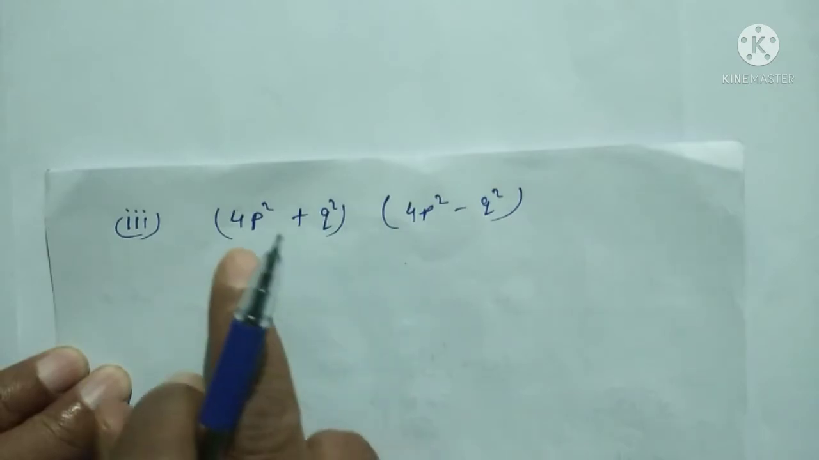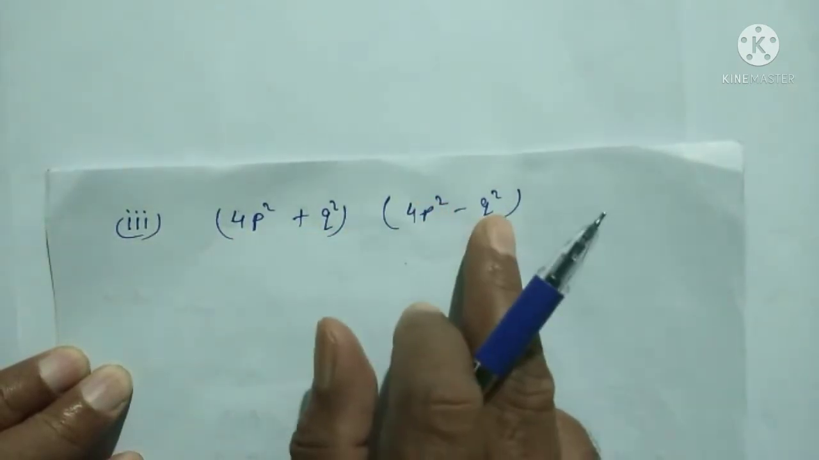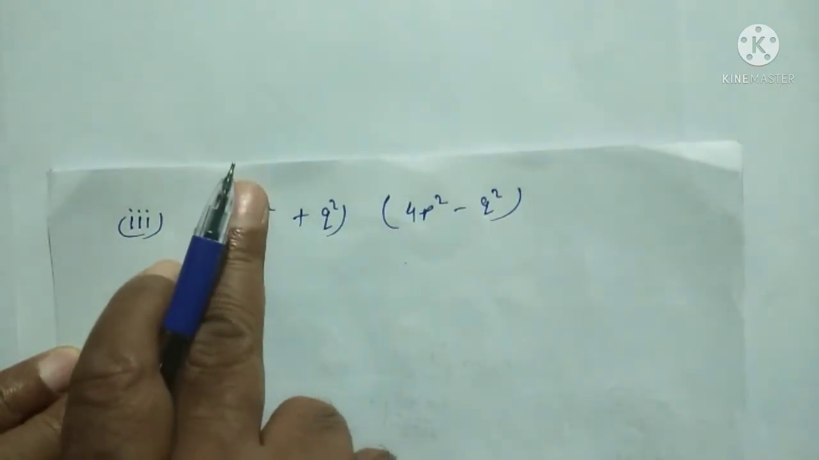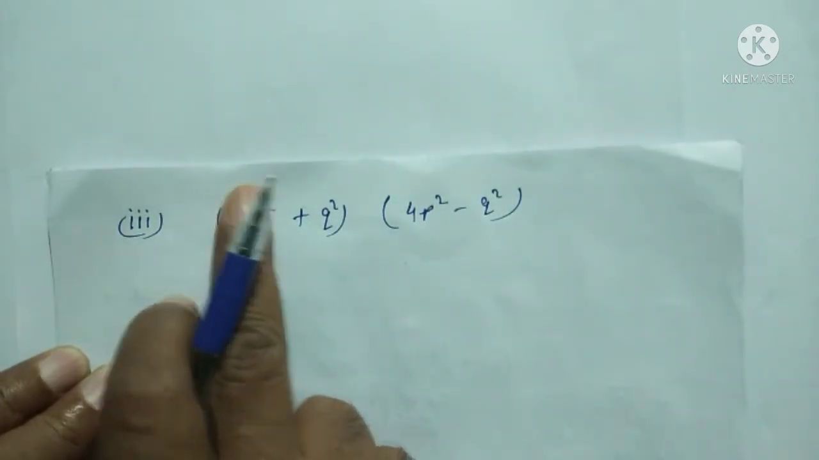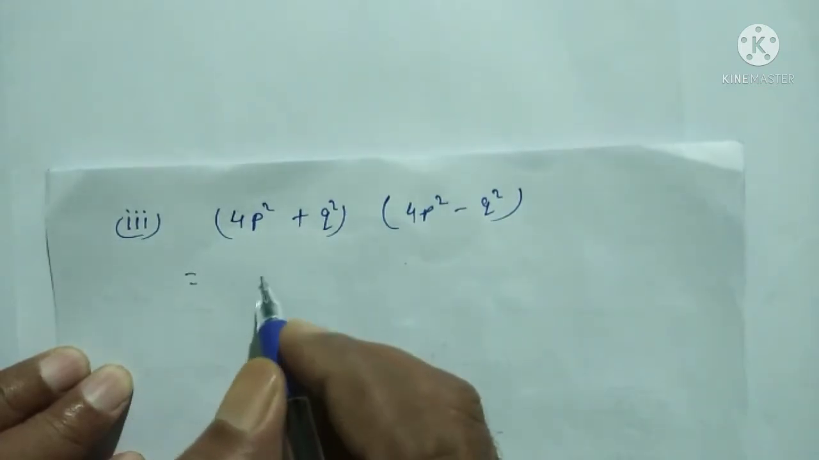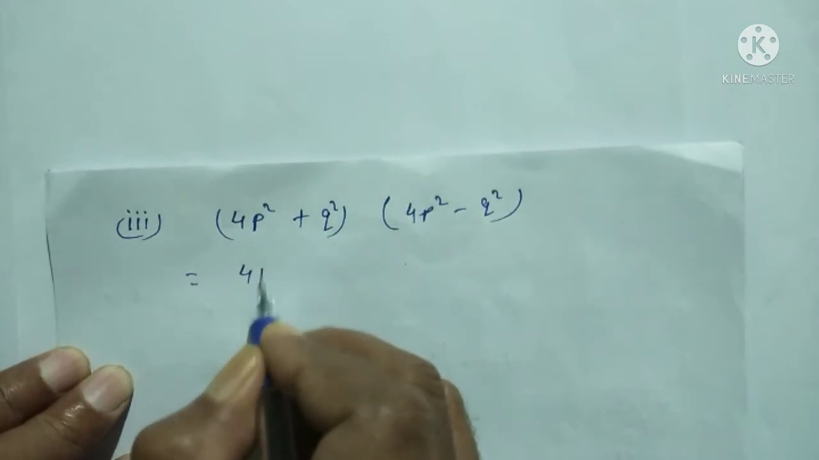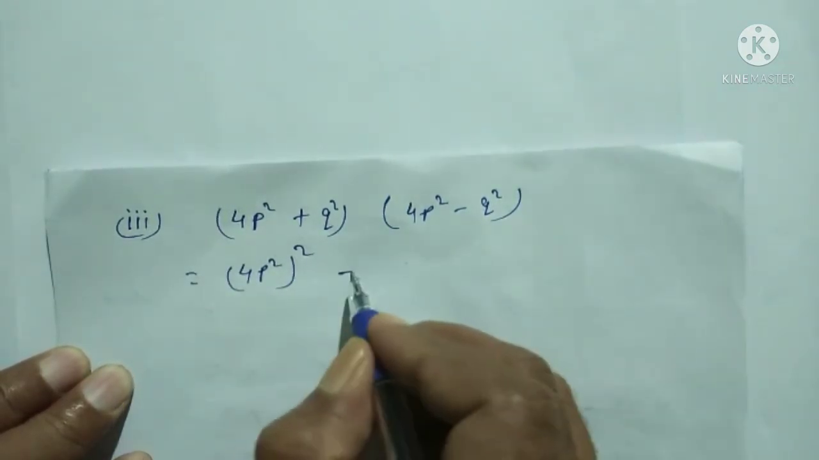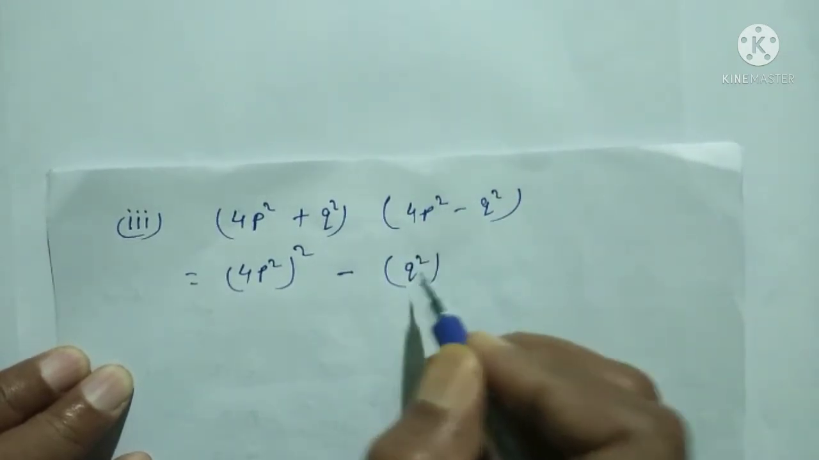Look here, 4p square plus q square, 4p square minus q square. The same formula you have to use here. This is A and this is B. So A plus B into A minus B equals A square minus B square. A means what? First number, 4p square. Minus B means what? Q square. So write here q square and b square.